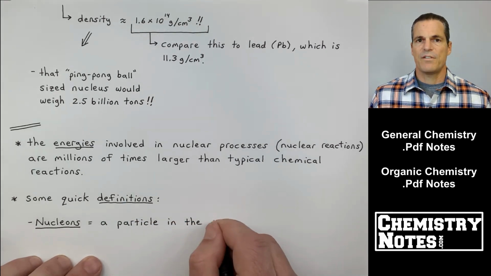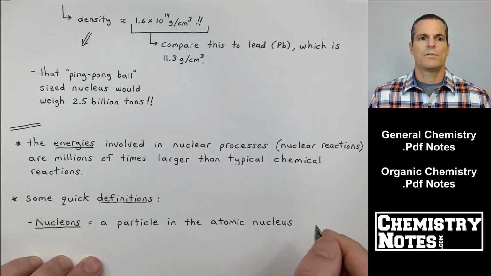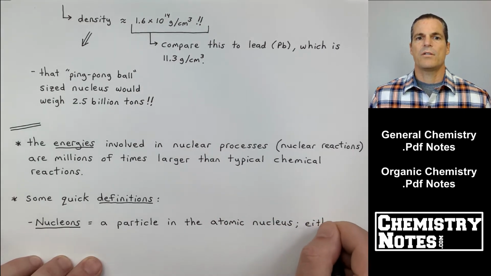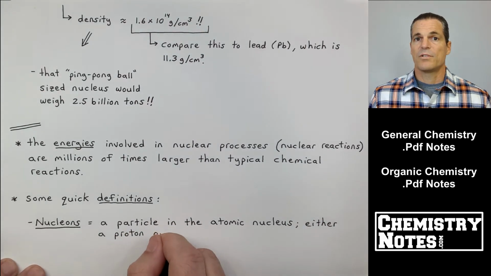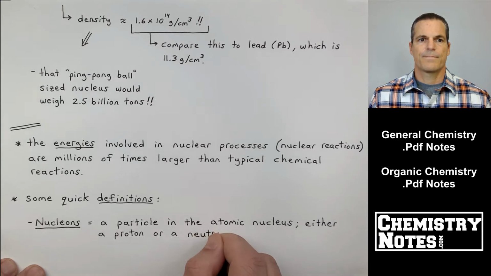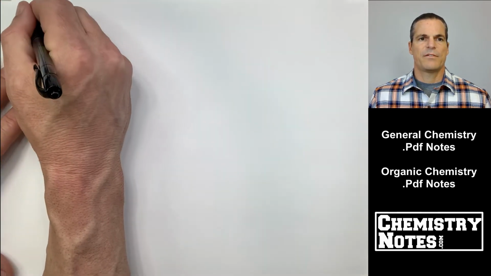All right, some quick definitions. Nucleons. Nucleons is a new term. A nucleon is a particle in the atomic nucleus. So a nucleon is either a proton or a neutron. All right. So your next term I'm going to put at the top of our next page of notes.